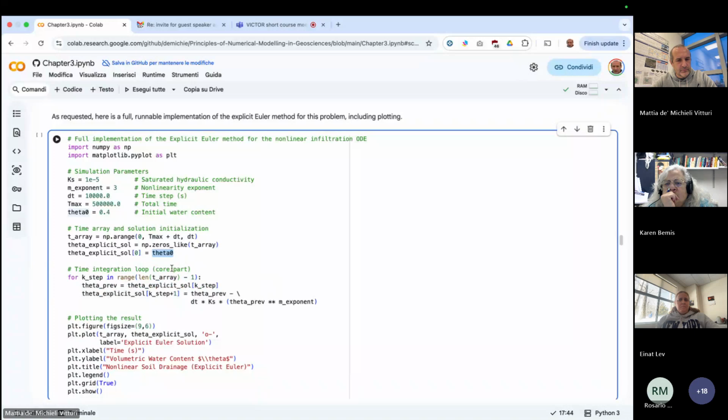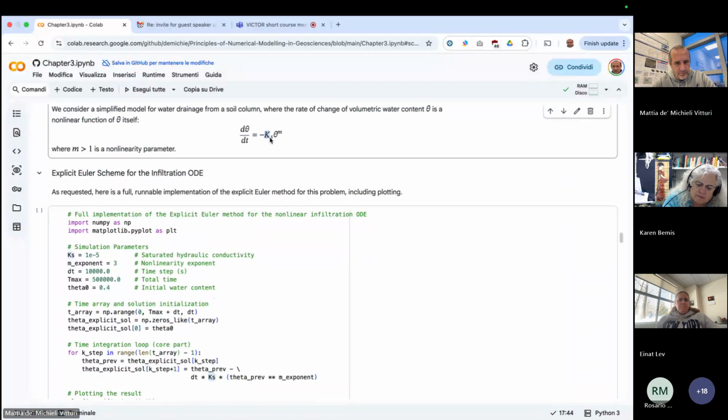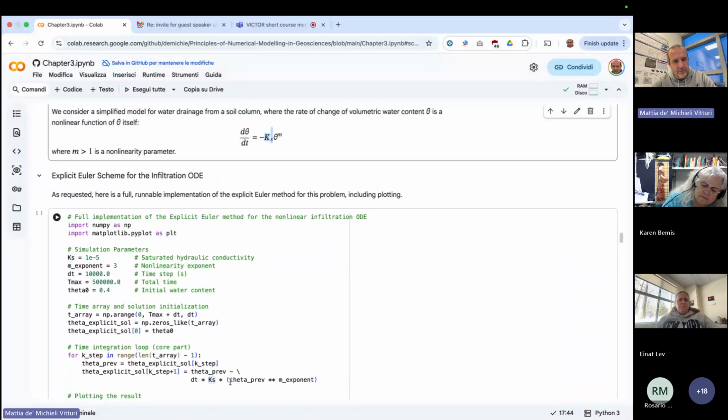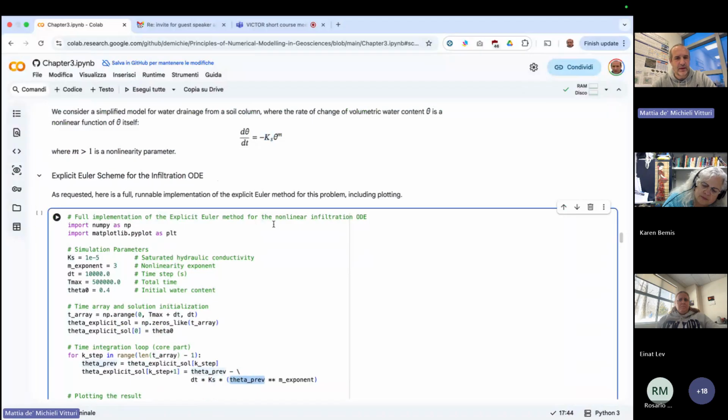And then we update with the explicit scheme of the solution. So the value of the solution at the new time step is theta prev, which is the value at the previous time step, minus dt, the time step, multiplying the coefficient, multiplying the value of theta at the previous time step raised to the exponent m.